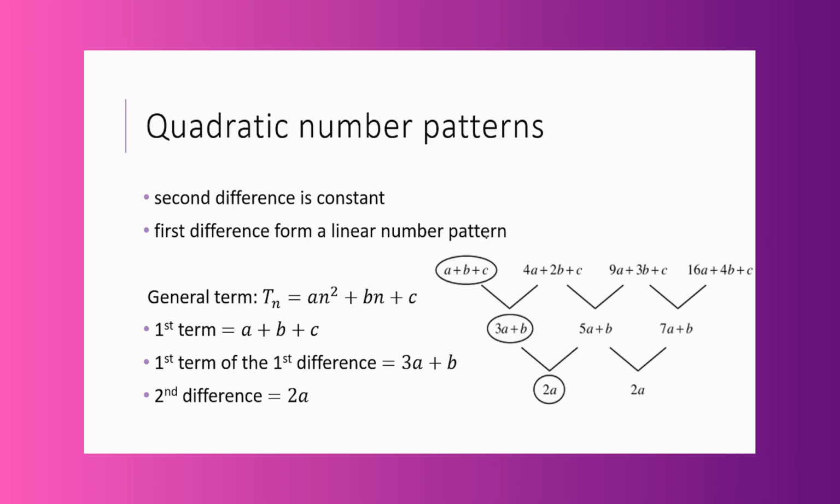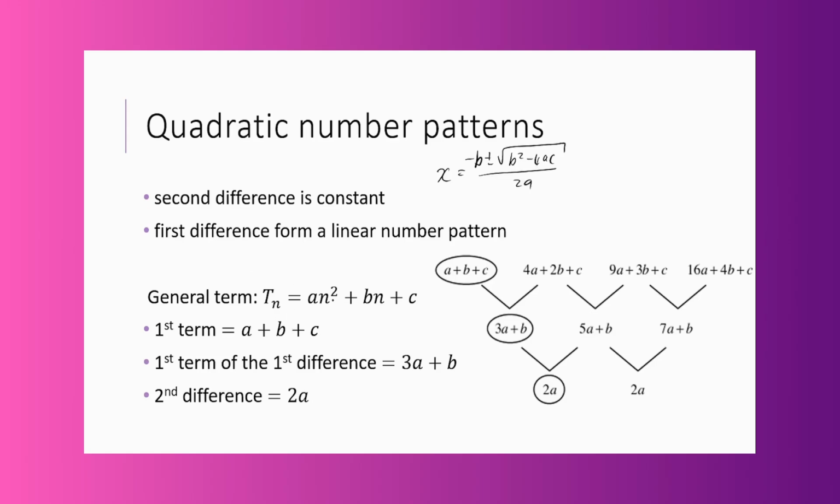That's important to remember. The general term will look like a parabola, and we'll get to this when we get to functions. This is one of our formulas we have for a parabola, where we have an squared plus bn plus c. And this should look familiar to you because we have done the quadratic formula already, where we also use those letters, right?